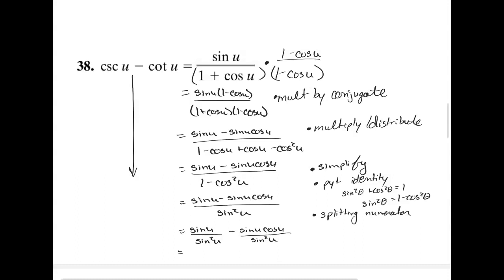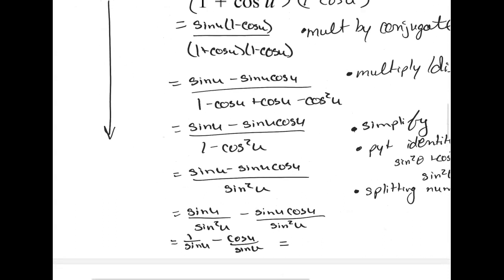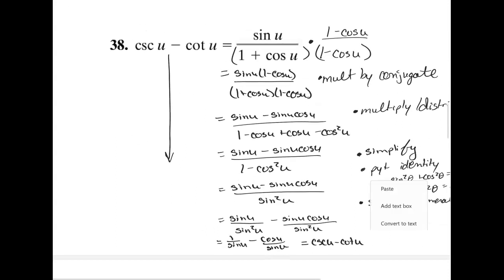And then now we can simplify this. So sine u over sine squared of u is 1 over sine of u. And then sine u cosine u over sine squared u reduces to cosine of u over sine of u. And then that, I'll write it over here, is equal to cosecant of u minus cotangent of u. And that's what we wanted over here on the left-hand side. Cosecant of u minus cotangent of u. So we've got the same thing on both sides.